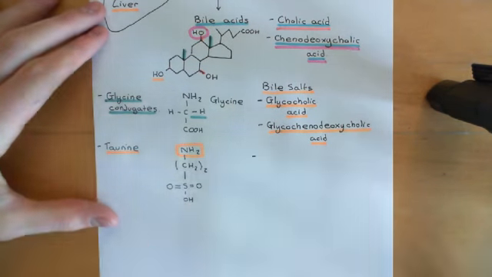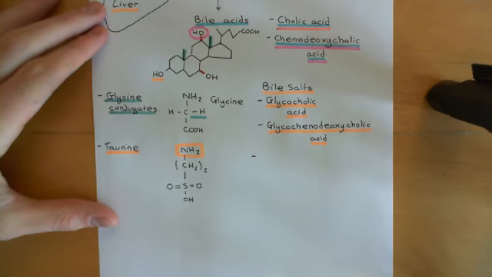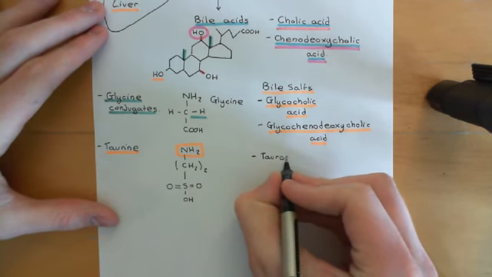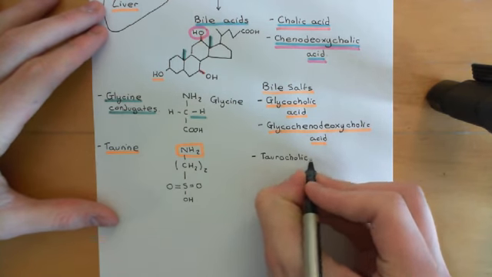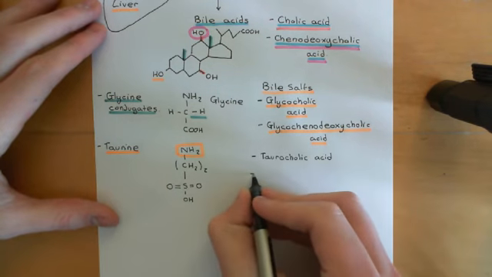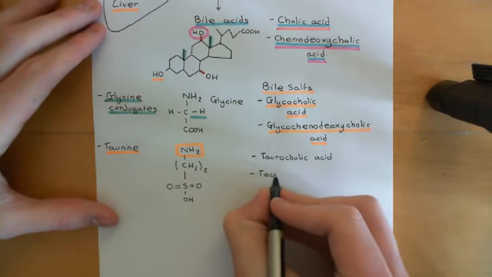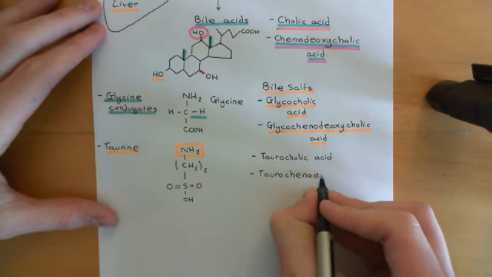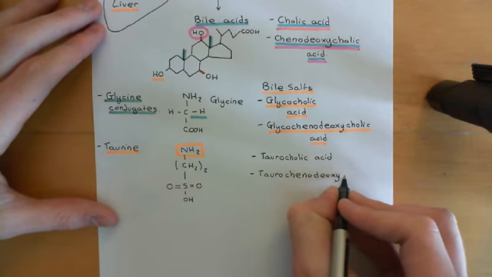Okay, so what are these bile salts called? Well, when you conjugate taurine onto cholic acid, you get a molecule called taurocholic acid. And then of course when you conjugate it onto chenodeoxycholic acid, you get taurochenodeoxycholic acid.